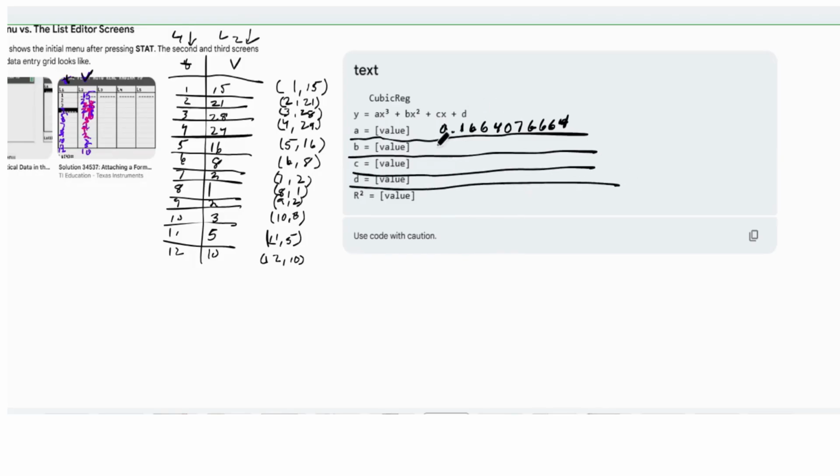So what does B tell you? Negative 3.052. Yes.